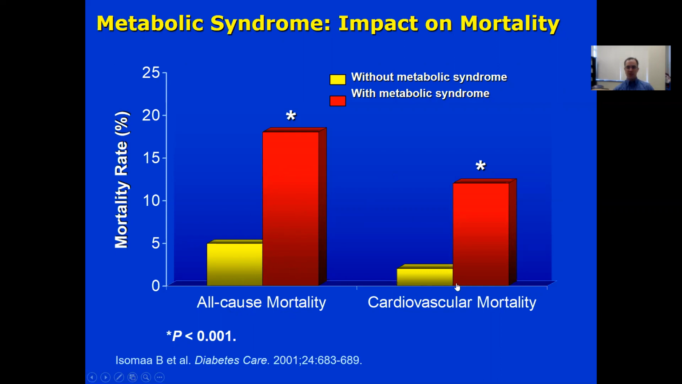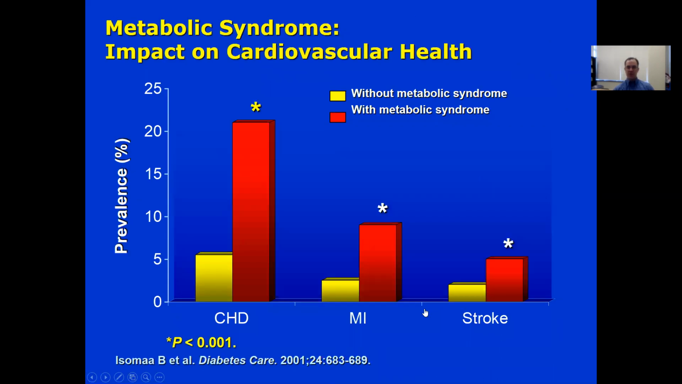Same thing with the cardiovascular mortality, which is much greater with the metabolic syndrome than without. Same thing here, where you have without the metabolic syndrome, and then the red is with the metabolic syndrome. Looking at coronary heart disease, myocardial infarction, and stroke, all are increased with the metabolic syndrome compared to without the metabolic syndrome.